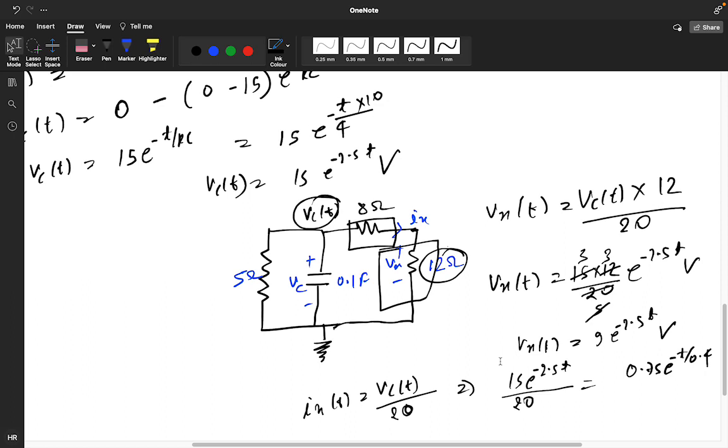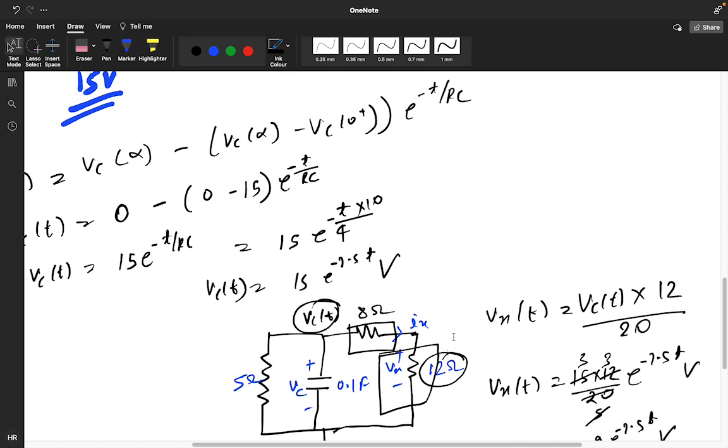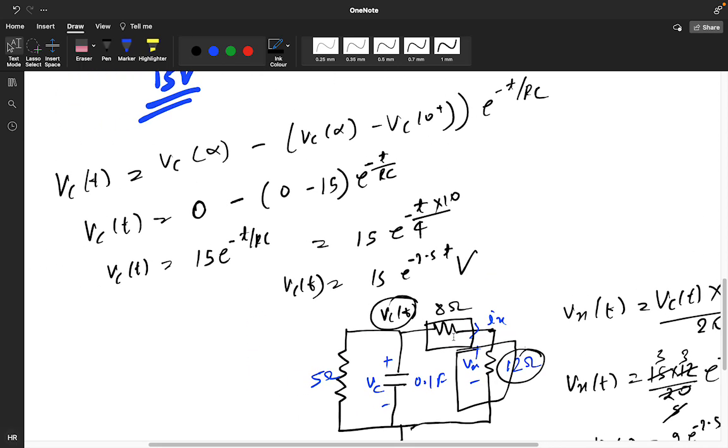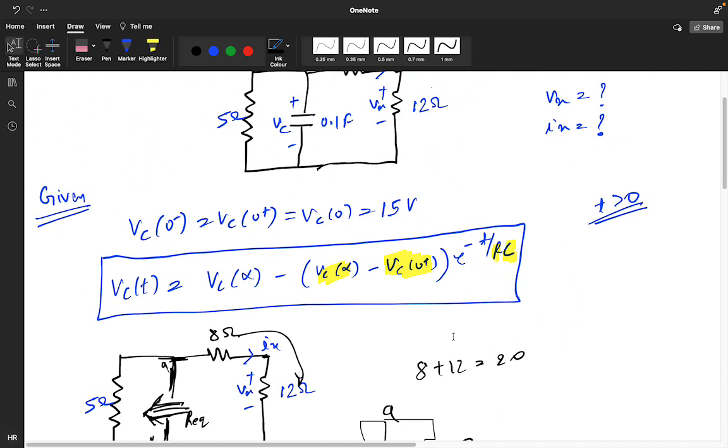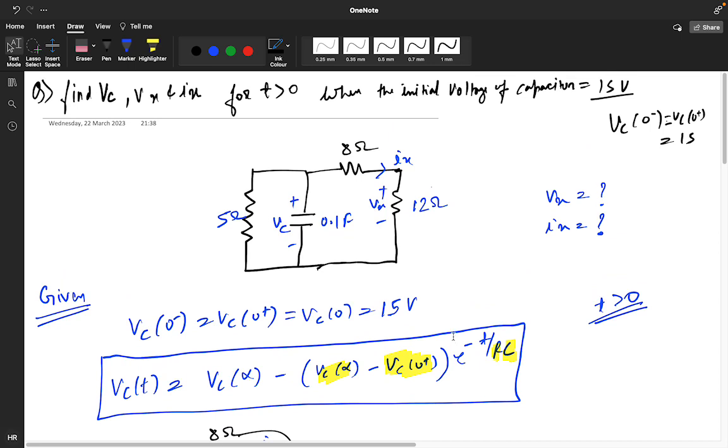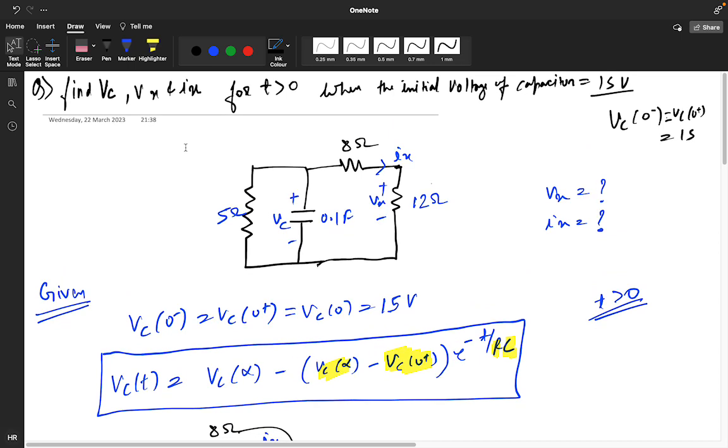So we are getting 0.75 e power minus t divided by 0.4. Is this question clear for you? You understood this question? See, what was the question? Can you show me the starting of the problem? Yeah, this is the starting of the problem.